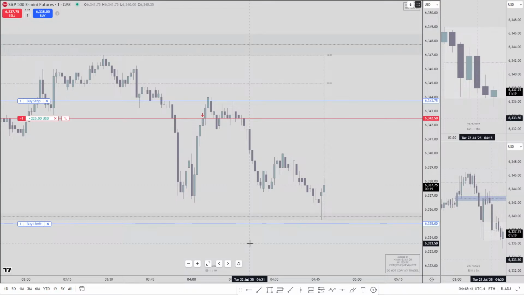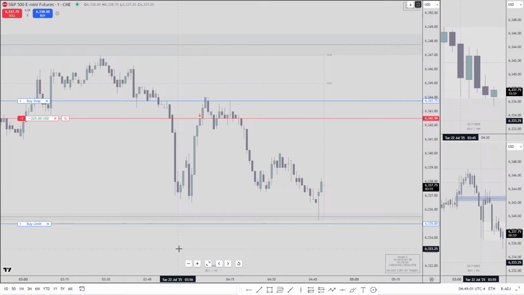Okay, so we tag the new day opening gap right before the macro. Oh, that's interesting. Okay, if we can close the 5 minutes above the 50% of the consequent encroachment, I'll close it. Alright, how about that? One more minute, just one more minute.